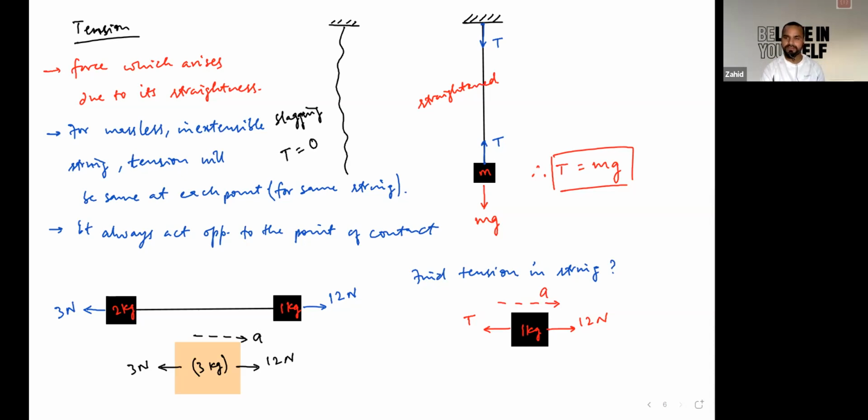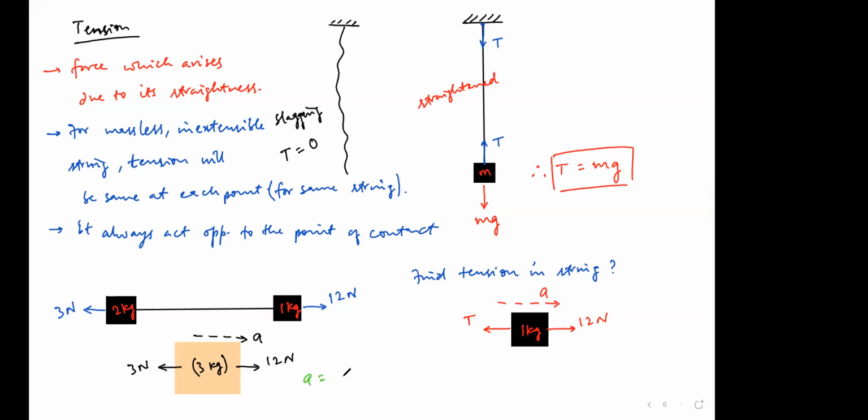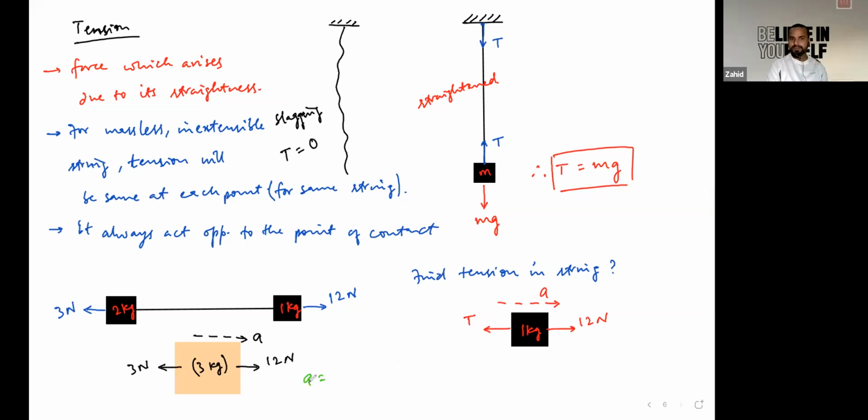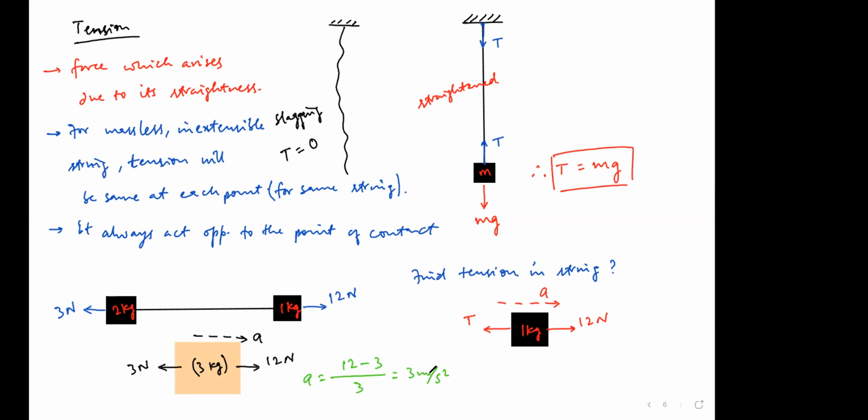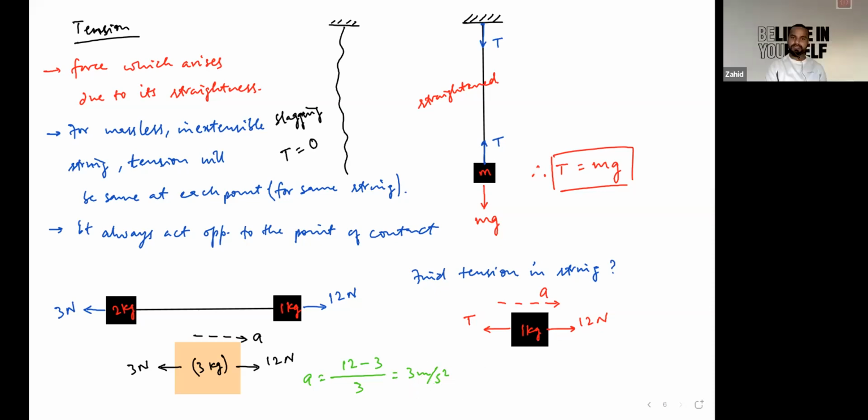A is equal to net force, that is 12 minus 3, divided by total mass, that is 3. So it would be 12 minus 3, that is 9, divided by 3, which is 3 meter per second square. Okay? Yes, sir. Now put this value of A in the second part to get the value of T.